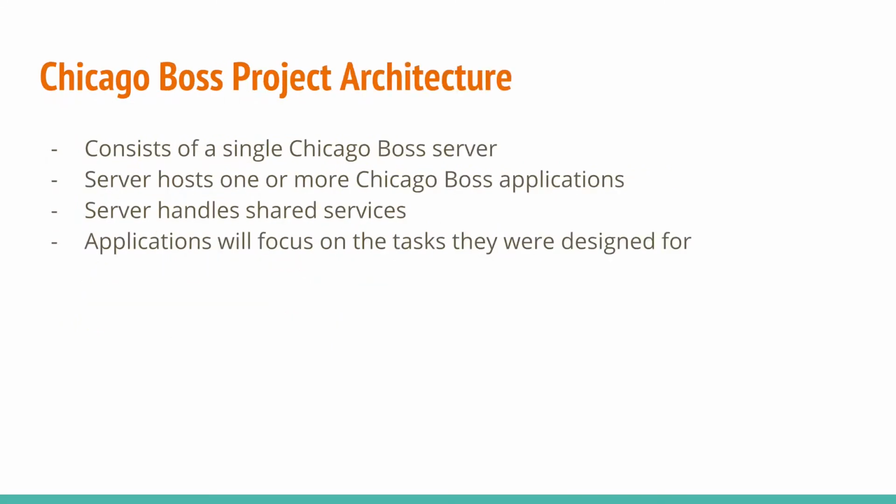In a Chicago Boss project, there are two important parts we need to distinguish between. There is a Chicago Boss server and Chicago Boss application. A Chicago Boss project will contain a single Chicago Boss server, and that server will host one or more Chicago Boss applications. In this configuration, the Chicago Boss server will handle shared services such as database connectivity, and the applications will focus on the tasks they are designed for, only deferring to the server node when they need to make use of a shared service. This setup allows us to separate the concerns of each application in the project, allowing us to not have to repeat code in several places throughout the project, and allows our project to stay more modular.